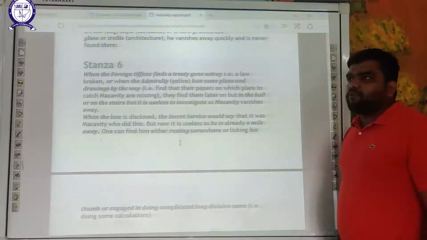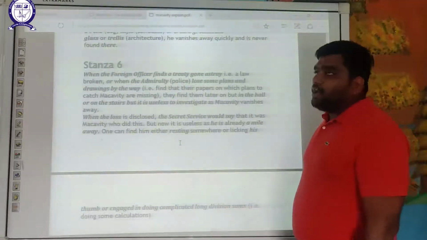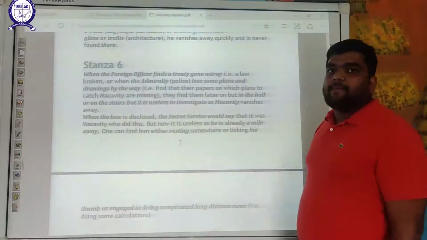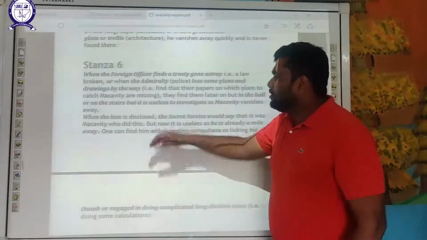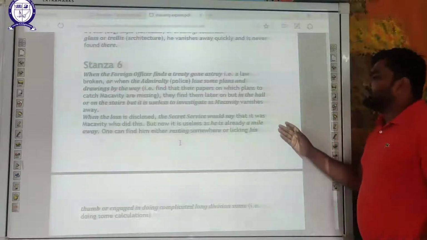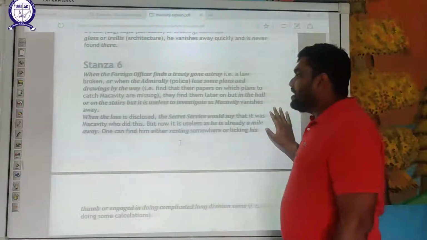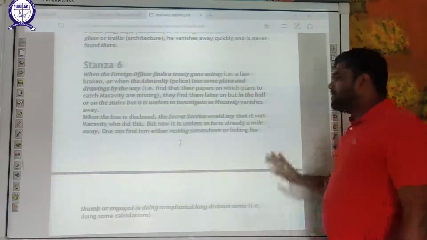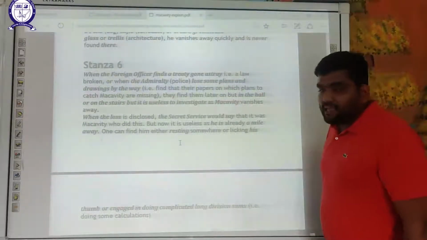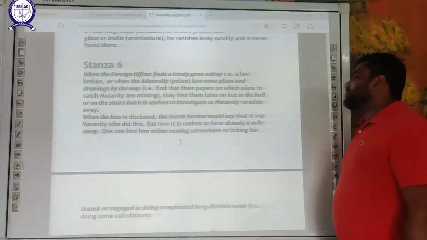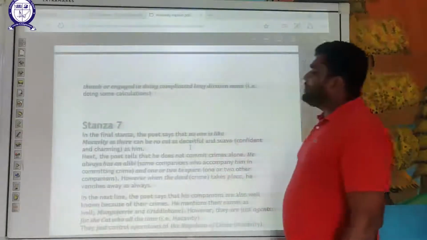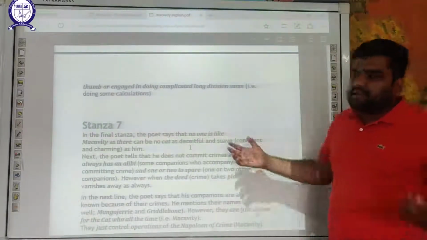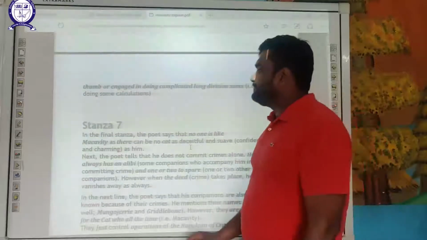Just before you find out where Macavity is, you will see that Macavity is miles away, so fast to vanish away, to run away. When the loss is disclosed, the Secret Service would say that it is Macavity who did this, but now it is useless to find, as he is already a mile away. One can find him either resting somewhere or licking his thumb, or engaged in doing complicated long division sums, that is, doing some calculations.